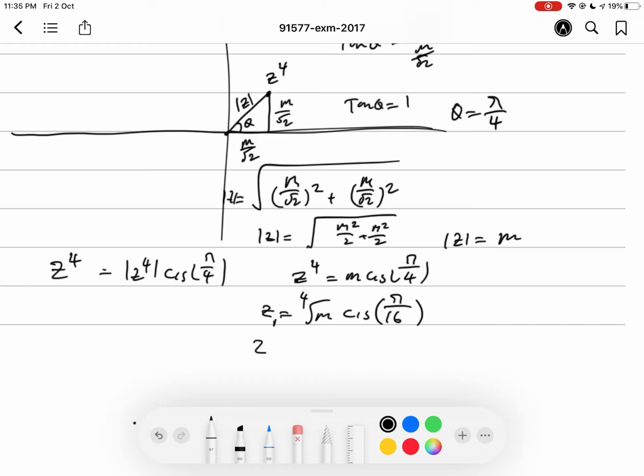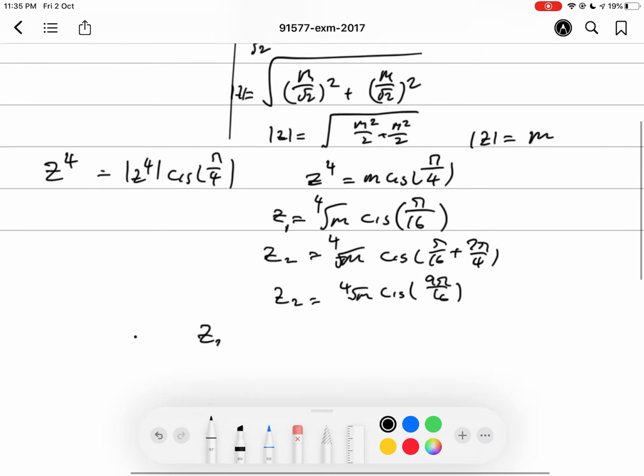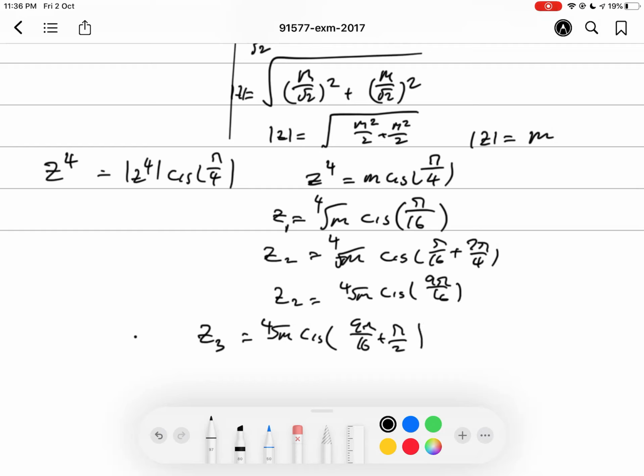Okay, so therefore z2 equals the fourth root of m cis of pi over 16 plus 2 pi over 4. Alright, so this should give us z2 equals the fourth root of m cis of 9 pi over 16. So therefore z3 equals the fourth root of m cis of 9 pi over 16 plus pi over 2. Pi over 2 is the same as 2 pi over 4.